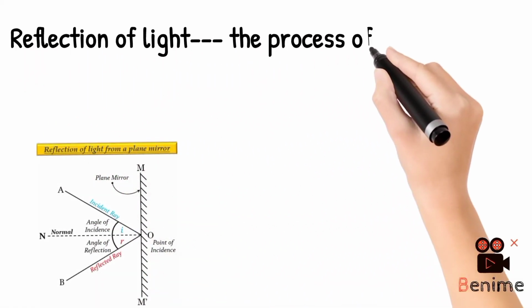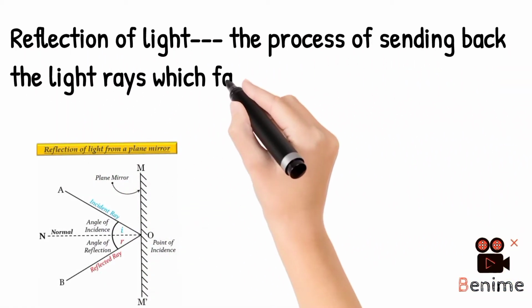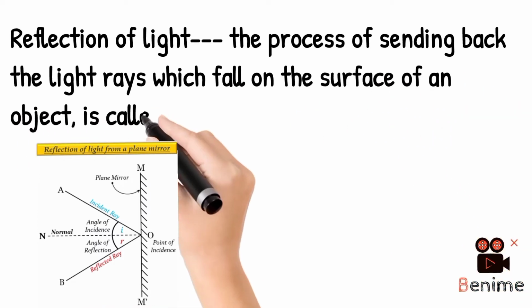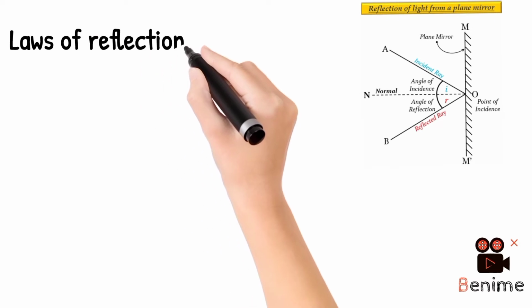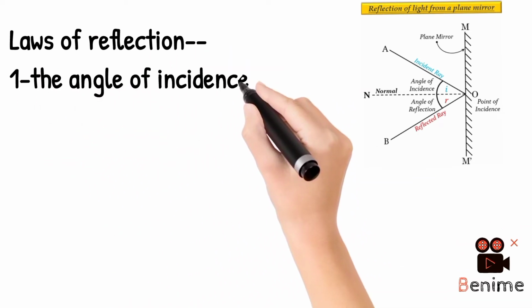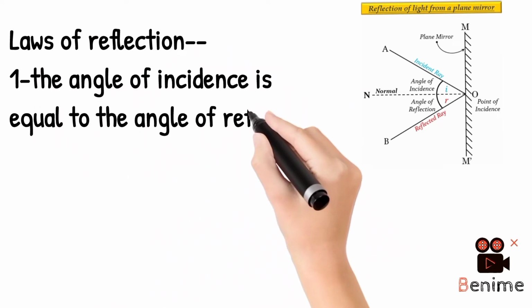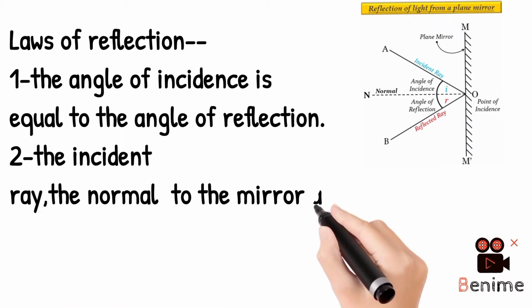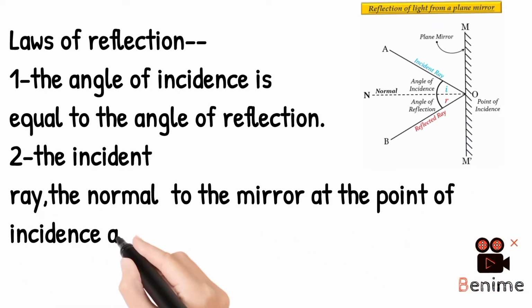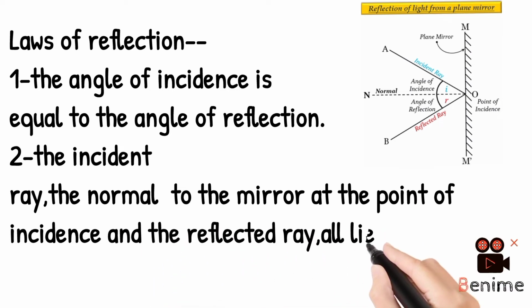We will now discuss the phenomenon of reflection using the straight line propagation of light. Reflection of light: the process of sending back the light rays which fall on the surface of an object is called reflection of light. Laws of reflection: the angle of incidence is equal to the angle of reflection, and the incident ray, the normal to the mirror at the point of incidence, and the reflected ray all lie in the same plane.